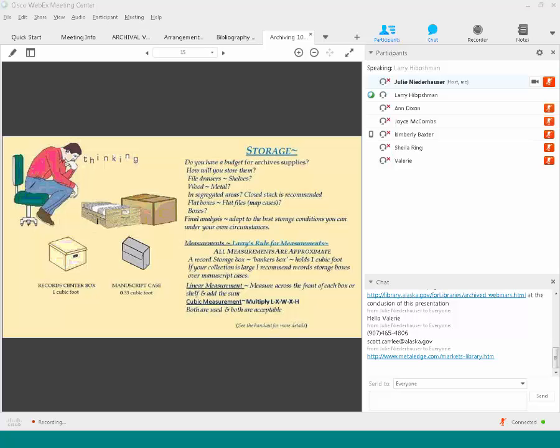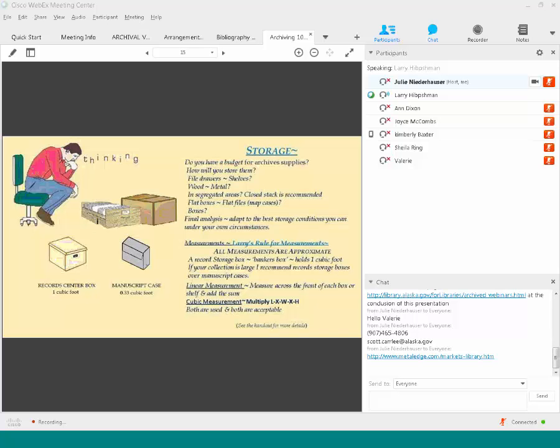In the final analysis, always adapt to the best storage conditions you can under your own circumstances. Archives is always a compromise between what would be ideal, which nobody ever has, and what is actually manageable and will probably keep your records fairly well and secure.